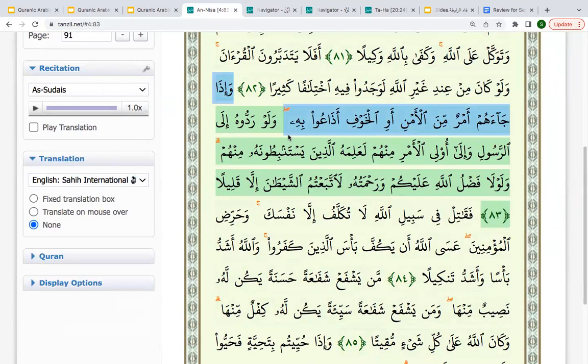Most of the time, you will see ma at the beginning of the sentence as a negation particle. Not always, but mostly. It can be a question too. It can be ma istifhamia, the question ma, which means what. But for the most part, you can see it as ma nafiya as well, and they would always be at the beginning of the sentence.